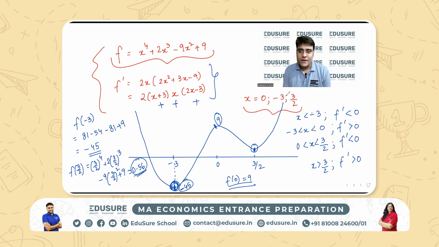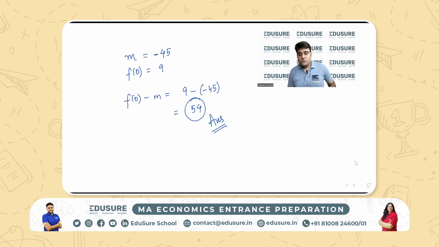I don't want you to leave any stone unturned. It's as simple as that. हर एक concept आपको आना चाहिए. Okay? So here the answer is 54.